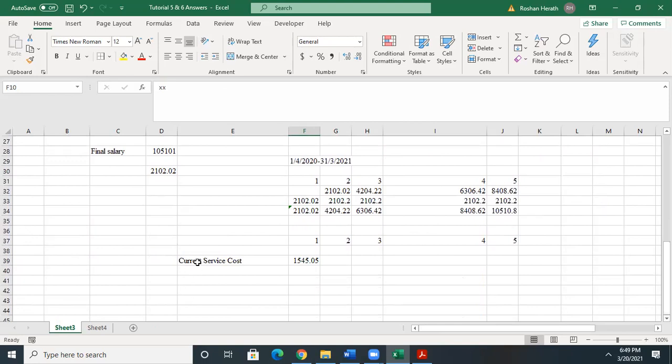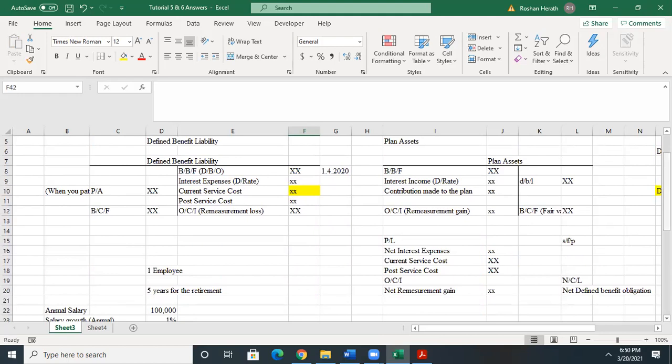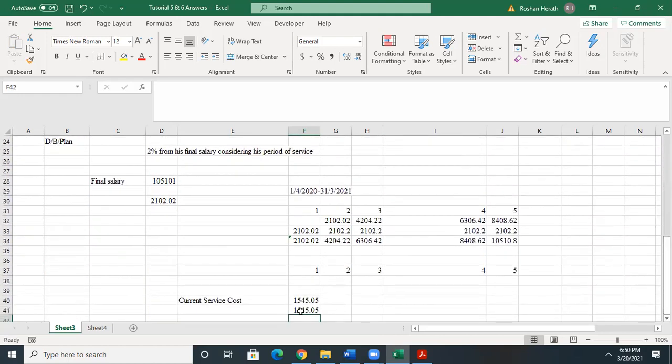So at the end of year one you can see that the current service cost is 1,545, and I told you that we are taking them at the present value. Now you must be clear with that. Therefore, at the end of year one, if I take the defined benefit obligation value, the defined benefit obligation at the end of year one is 1,545.05. That is the defined benefit obligation.